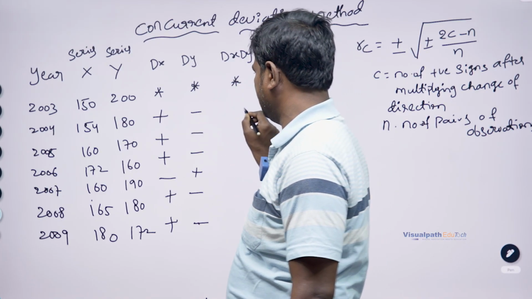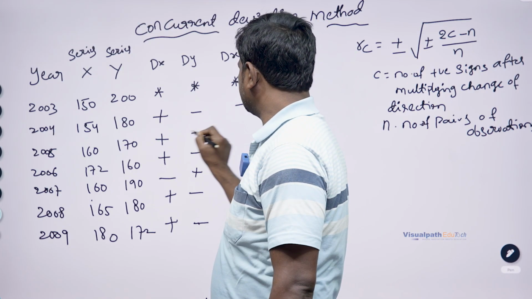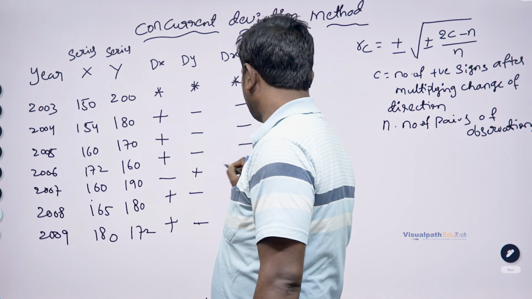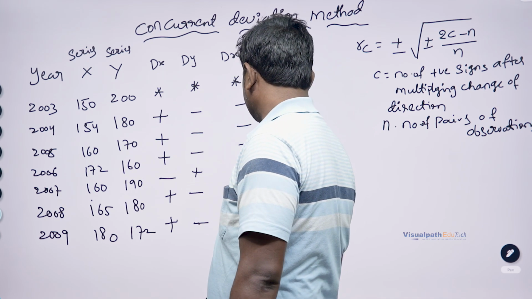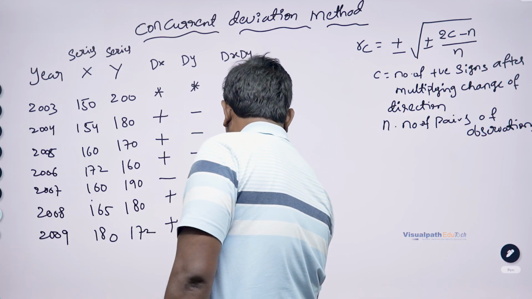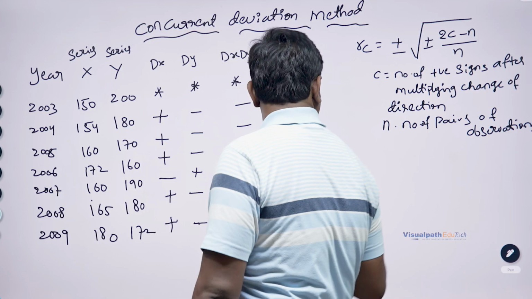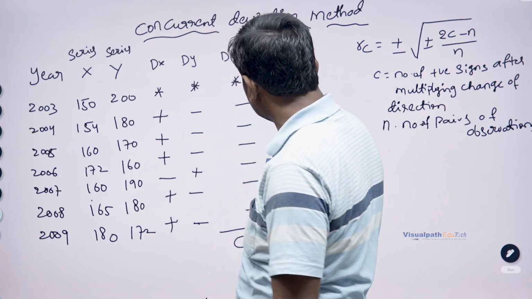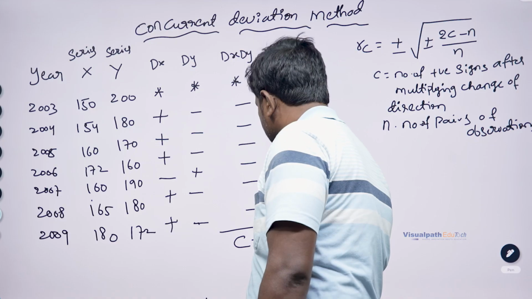Then plus into minus, minus, plus into minus, minus, plus into minus, minus, and so on. So all of these are minuses. Then C is equal to what? The number of positive signs after multiplying the change of direction. There is no positive sign here, so C is equal to 0.